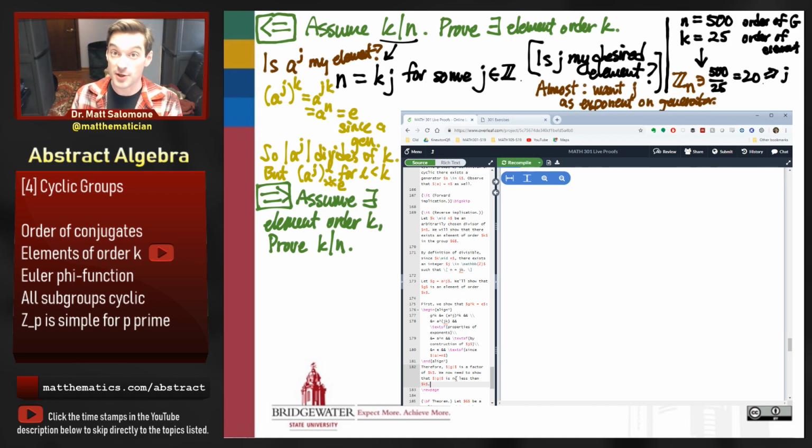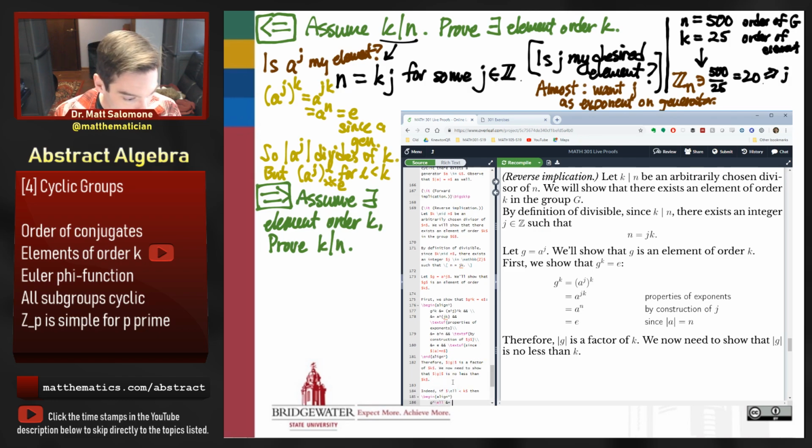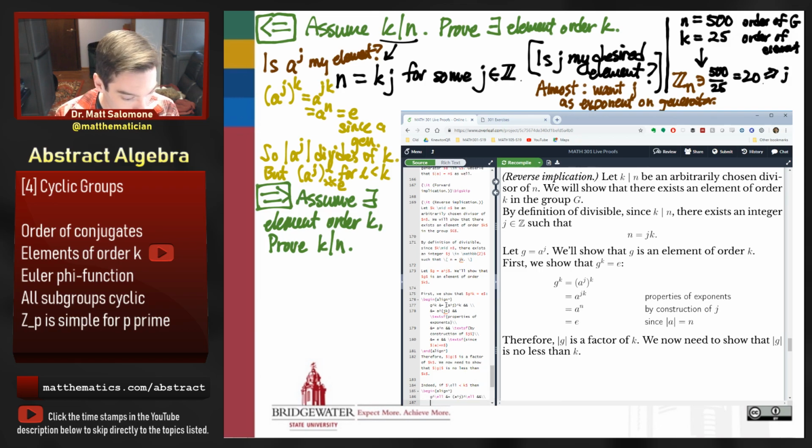So now that becomes my new burden of proof, right? And we can do that again by going back to our napkin and expanding on this observation. If I take any smaller power, so indeed, if L is less than k, then let's do the calculation that's there. G to the power L is going to equal a to the power j to the power L, and that's going to equal a to the power jL, again by properties of exponents.